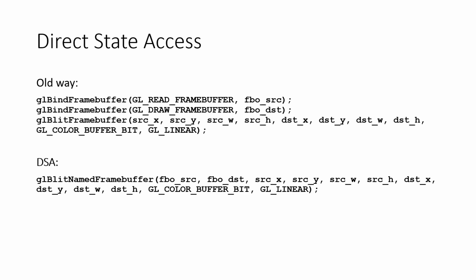Direct state access is just a nicer way to write code. The old way is we bind the read framebuffer, we bind the draw framebuffer, and then we blit the framebuffer, and it just uses those two global states. The direct state access way is to just call this one command between the source and the destination. This is how it should have always been from the start, but I don't think this is any faster. I think it's just more convenient.